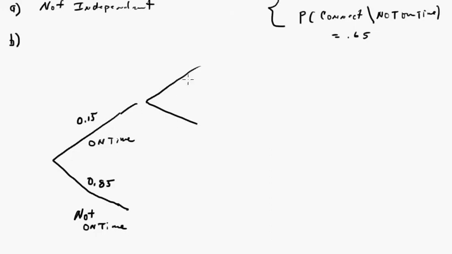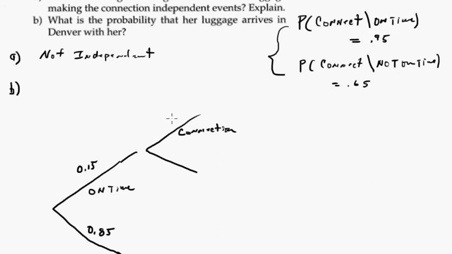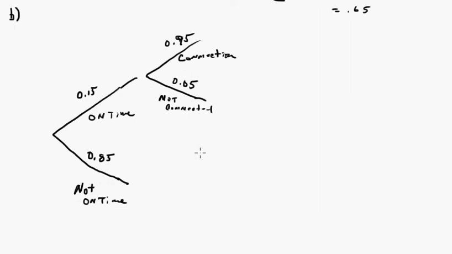Now if it's on time, then the luggage connects. So it's on time, we make the connection, that's 0.95. But the luggage is not connected, and I can figure that out because this has got to add up to 1, so it's 0.05. By drawing the tree, some of these other numbers pop out that maybe I wouldn't see just using the notation. So down here, connect. When it's not on time, it's 0.65.